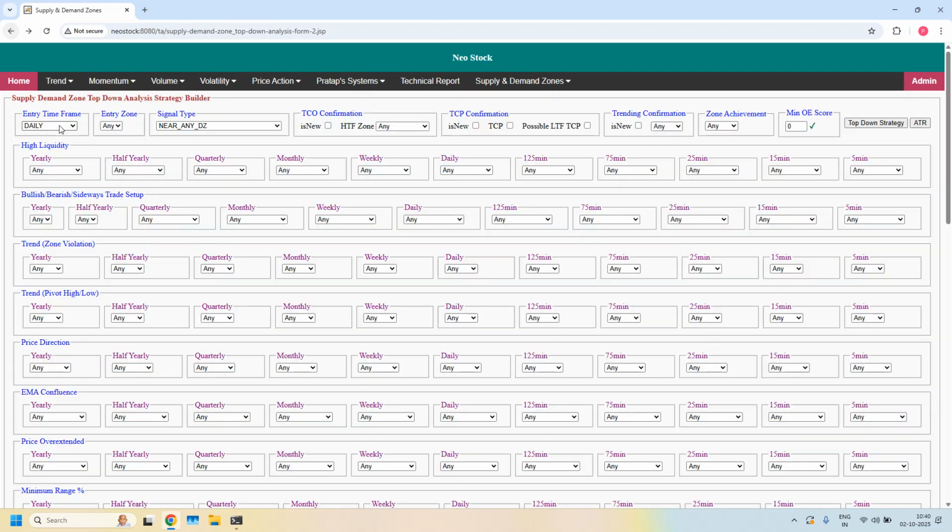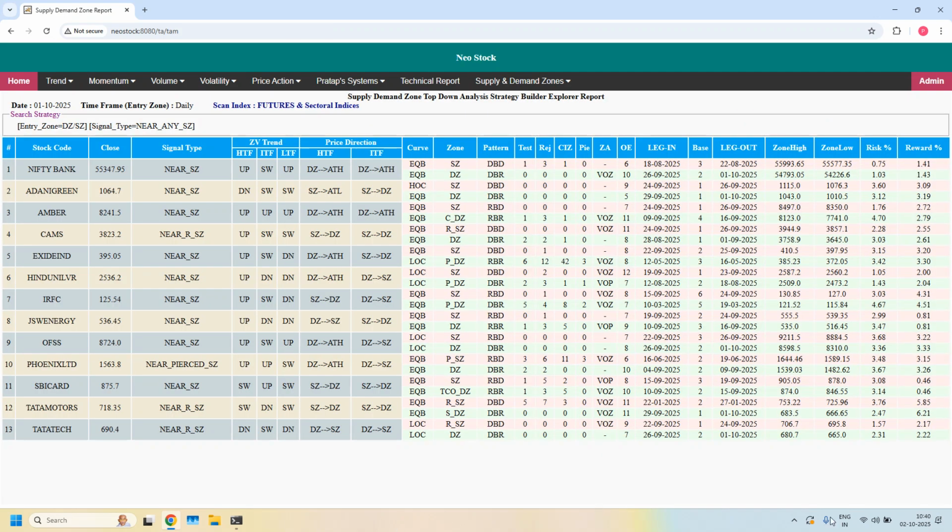Okay, next for daily time frame, stocks near to the daily supply zone. We got 13 stocks. Let us identify daily high liquidity supply zones from this list. CAMS is having a daily high liquidity supply zone. Tata Motors is having a daily high liquidity supply zone. And Tata Technologies is having a daily high liquidity supply zone. So total we identified 3 daily high liquidity supply zones from this list.